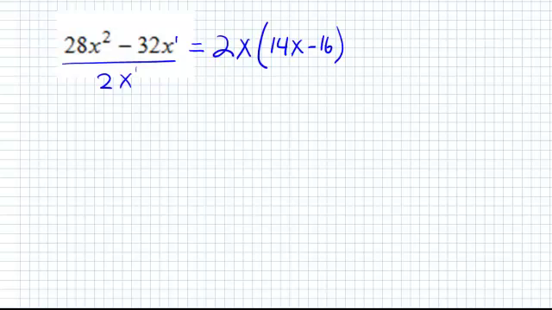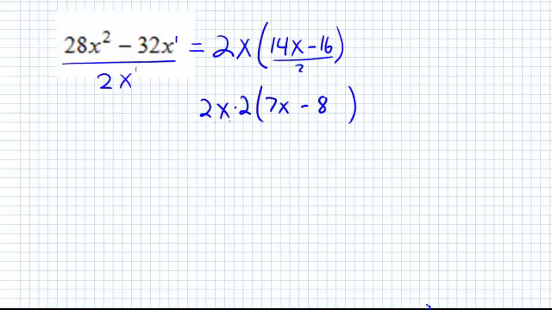I noticed 14 and 16 are still even, so I can pull another 2 out. A lot of times we'll say pull a number out, meaning what number goes into both 14 and 16. So 2x can pull another 2 out, so I just write times 2, and I draw another parentheses. 14 divided by 2 is 7x, and negative 16 divided by 2 is negative 8. 7 and 8, there's no other numbers that go into both of those two. So on the outside, I just multiply it out.